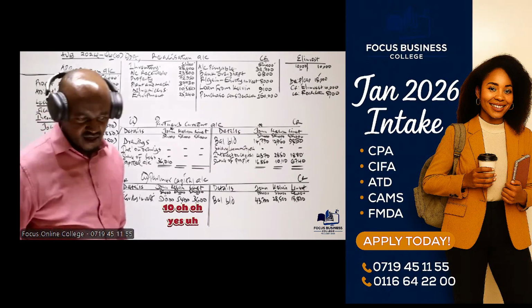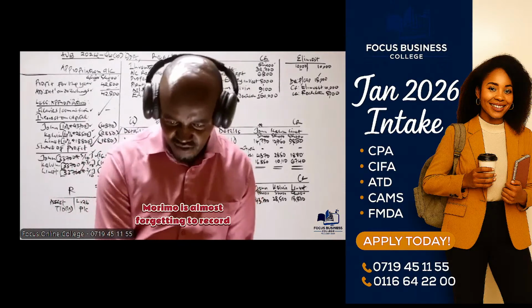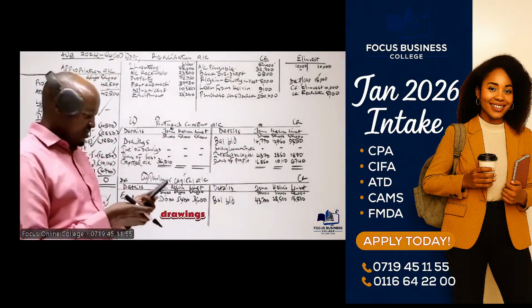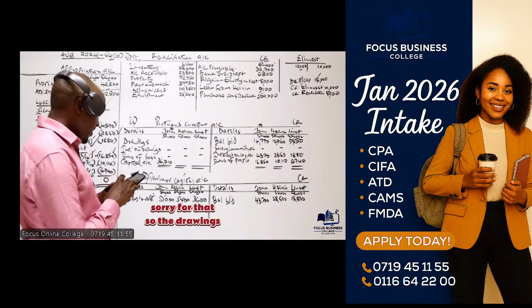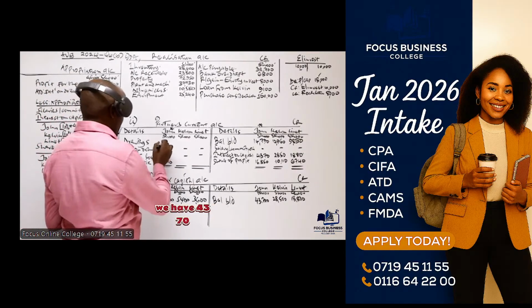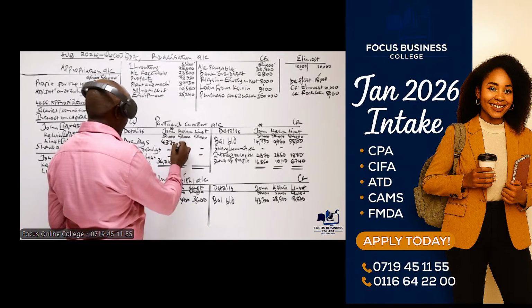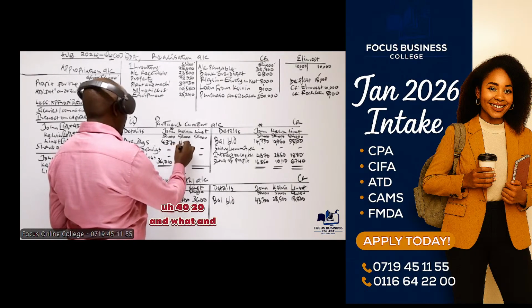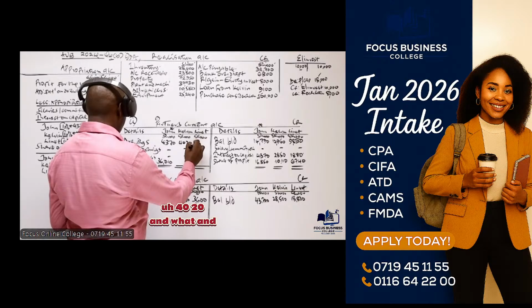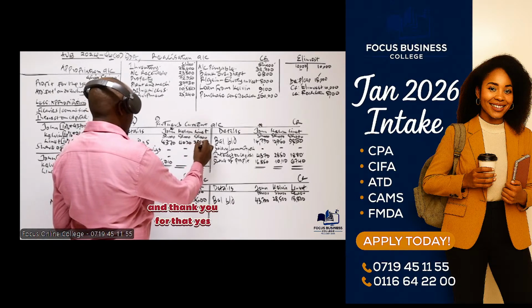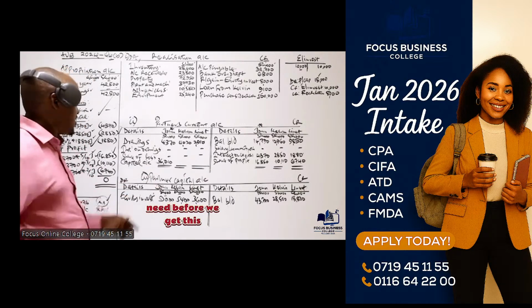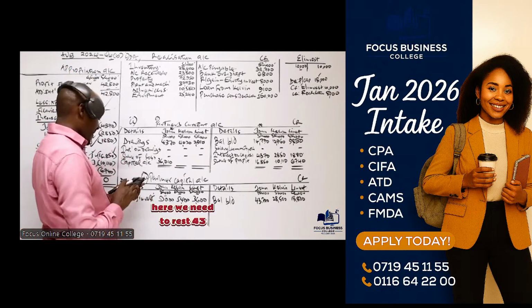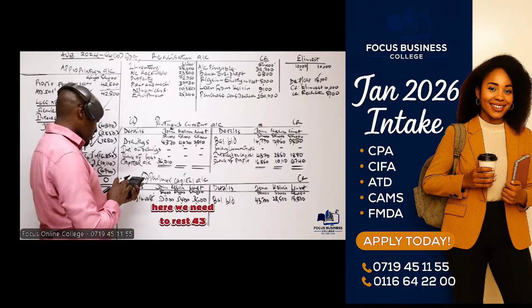Oh, yes. Thank you, Otito. I was almost forgetting to record drawings. Thank you. Yes, we have drawings. We didn't record the drawings. Sorry for that. So the drawings we have 43,70, 40,20, and 29,10. Thank you for that. Yes, so it means that before we balance this, we need to raise the drawings here. We need to raise 43,70.